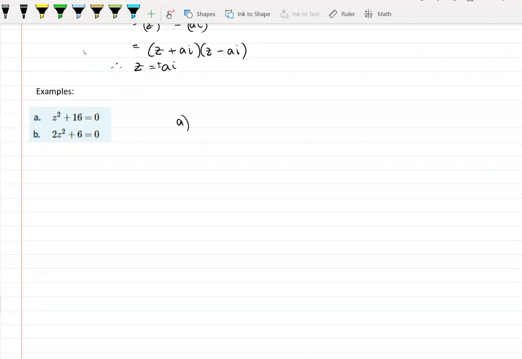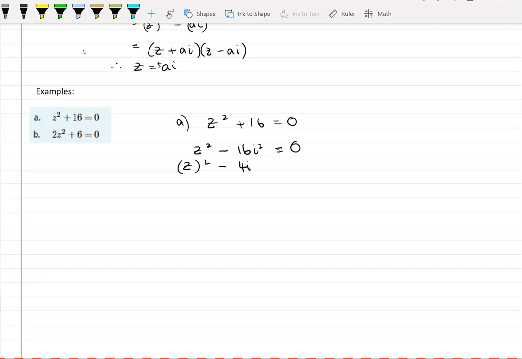So z squared plus 16 equals 0, and I want to solve for z. First of all, we need to factorise. So we go z squared plus 16 equals 0. We'll write that as a subtraction: z squared minus 16i squared. First of all, we're going to introduce our i squared and make it a negative, and so we'll write that as two squares now. 16 is 4 squared.